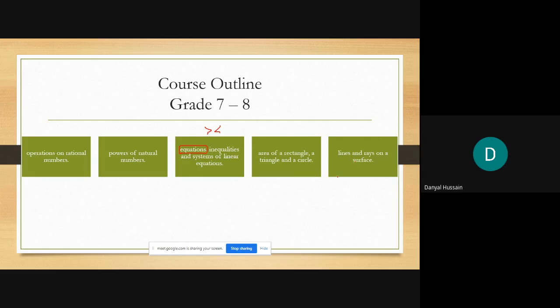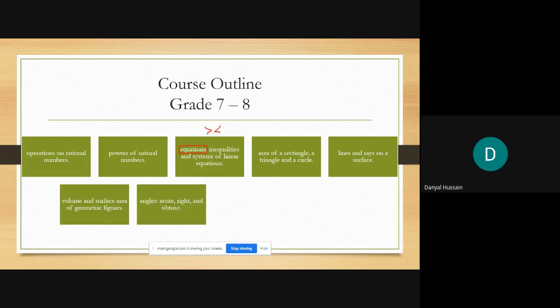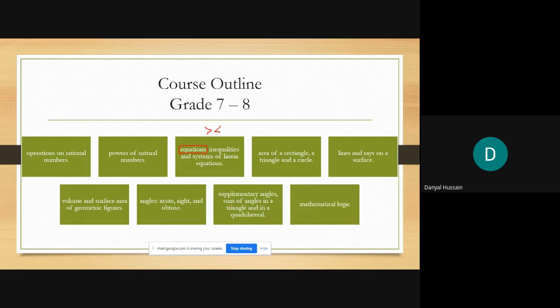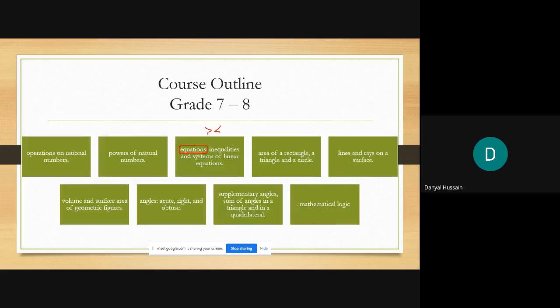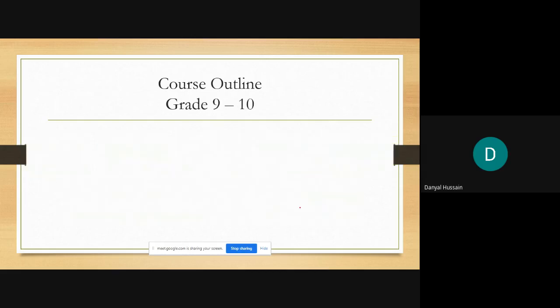Lines and rays on a surface, volume and surface area of geometric figures, angles, acute angles, right angle and obtuse angles, supplementary angles, sum of angles in a triangle and in a quadrilateral, mathematical logic. So this is the course outline for grade 7 and 8 students. The best way to improve these skills is by solving the past papers.